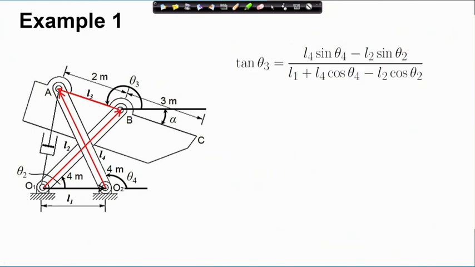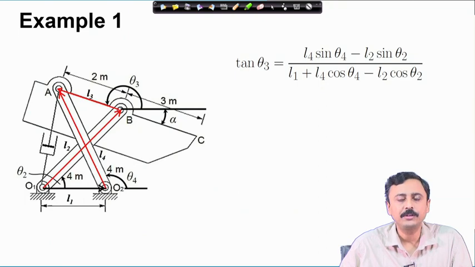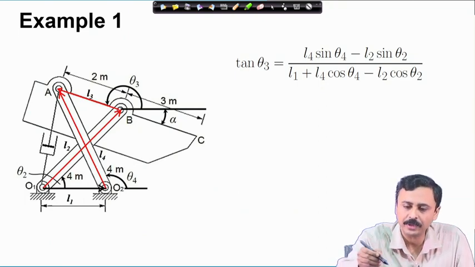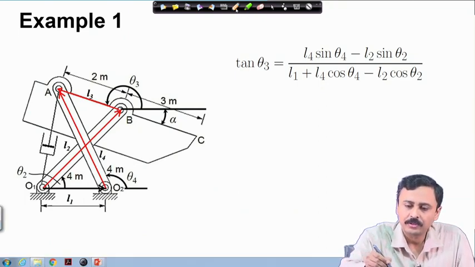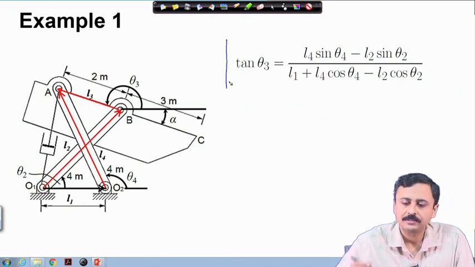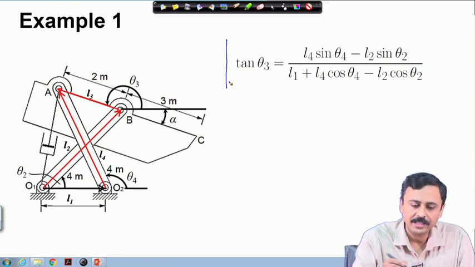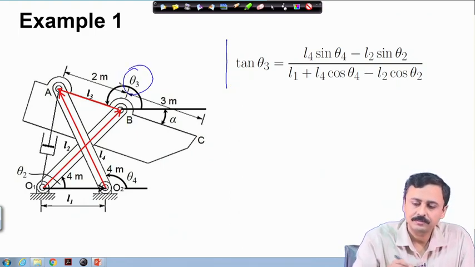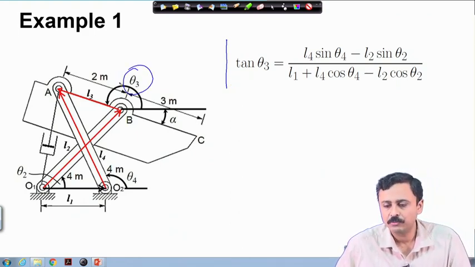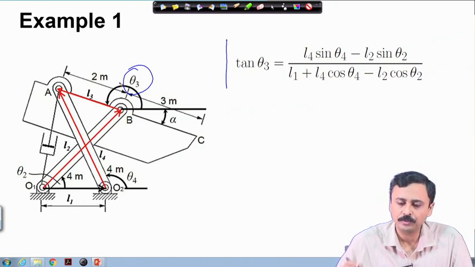Finally, we need to find out the angular speed of the bin, the rotation of the bin. Now, this expression we had derived during displacement analysis of the 4R chain. So, tangent of this angle theta 3 is given by this ratio, which is in terms of theta 2 and theta 4.